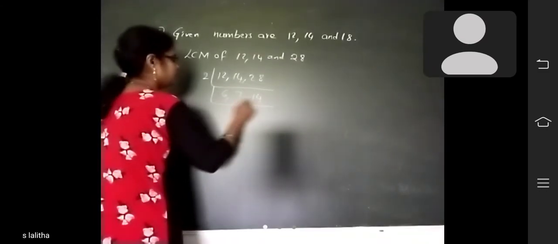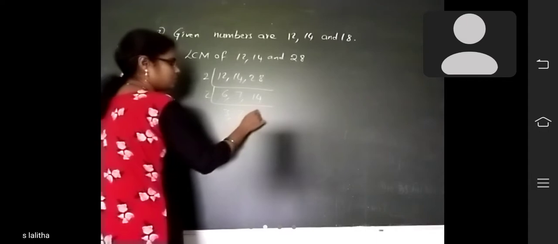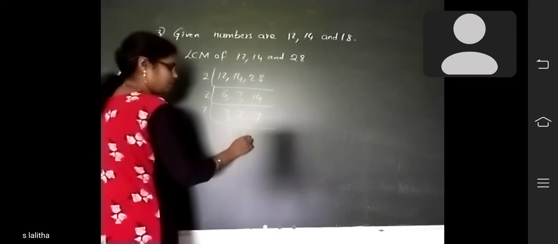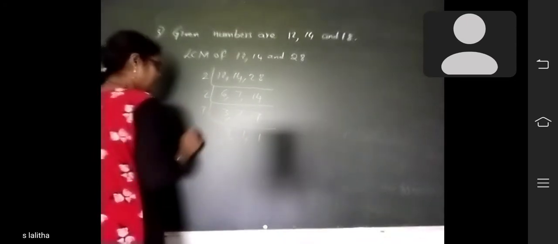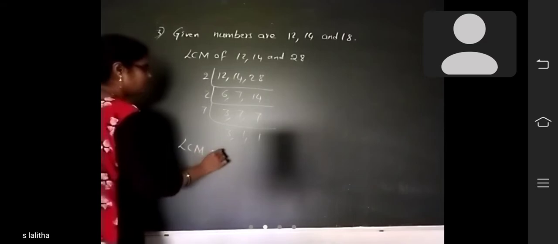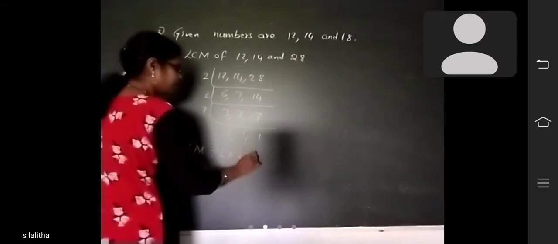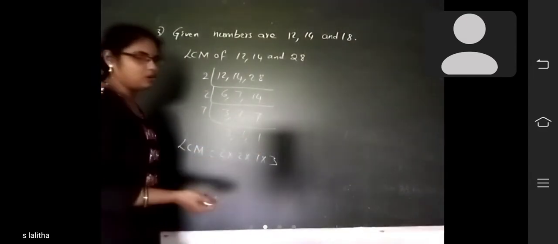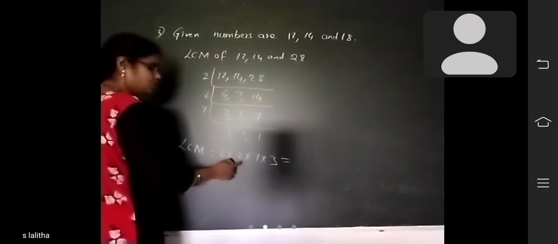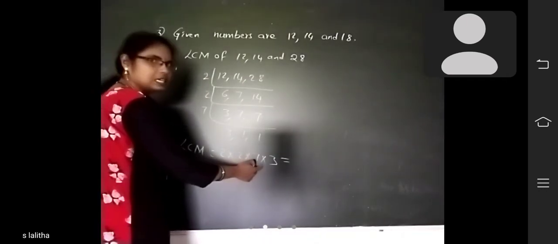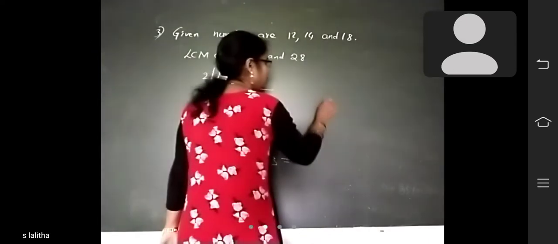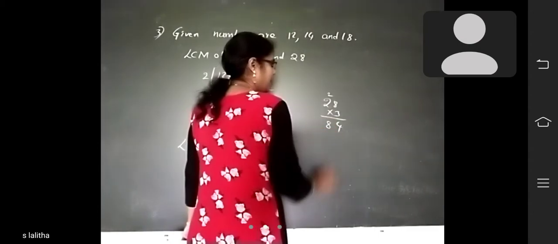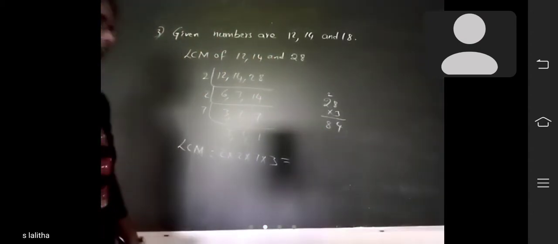Next, 2, 3, 6, 2, 7, 14. Next, which table you should take? 7 table. 7, 1, 7, 1. Okay. Now find LCM. LCM equal to 2 into 2 into 7 into 3. 1, no need to write. Why? Because 1 into 1 only. So, 2 2s 4, 4 7s 28. 28 into 3, how much? 3 8s 24, 3 2s 6 plus 2, 8. Okay, 84.